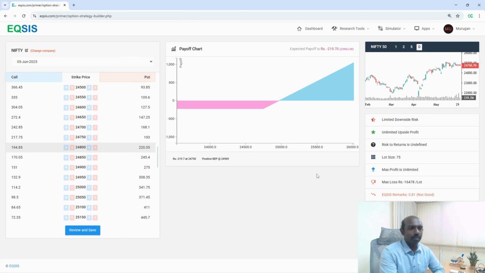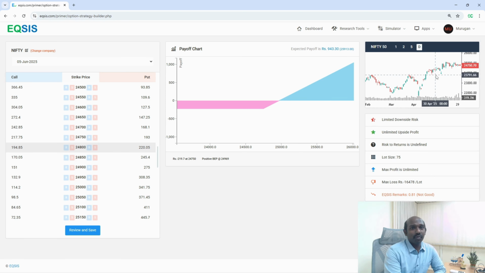Let me give you an example here. Referring to the Nifty 50 chart, 24,800 is highlighted as the at-the-money strike price. Ideally, 24,750 happens to be the at-the-money, but this particular tool highlights 24,800 as at-the-money because the at-the-money can be referred to not by using the spot price alone. We can even use the future price.